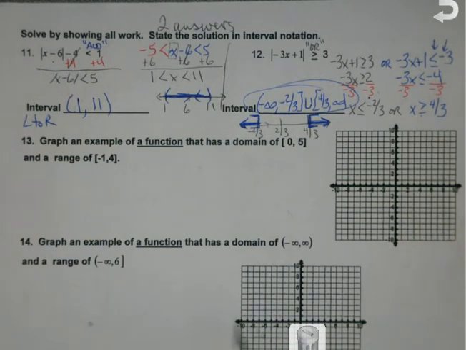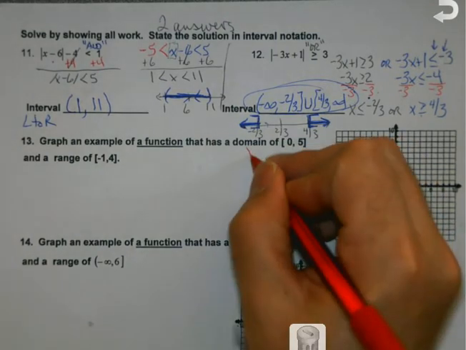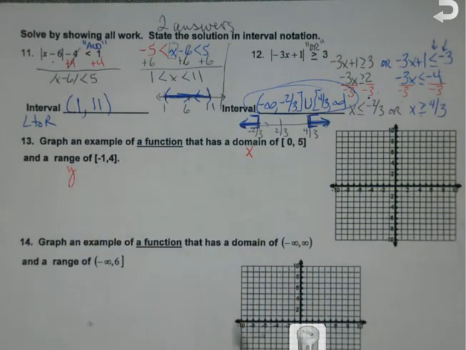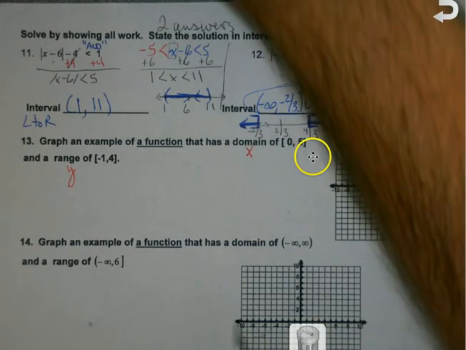So then we get back towards our functions. What we're going to do here is graph an example of a function, so it's got to pass the vertical line test, that has a domain, so x values from 0 to 5, and y values from negative 1 to 4. Now I can't just draw 2 lines and make this work. It won't pass the line test.